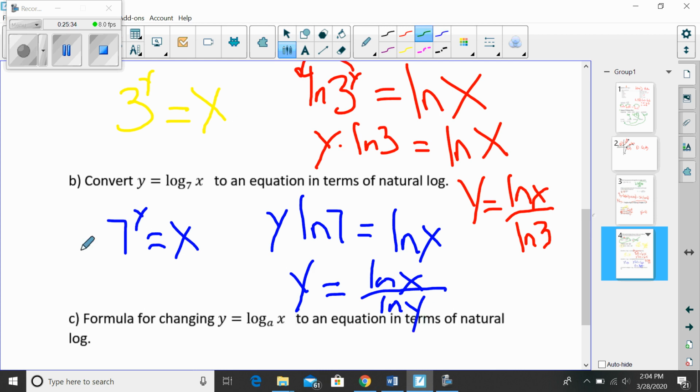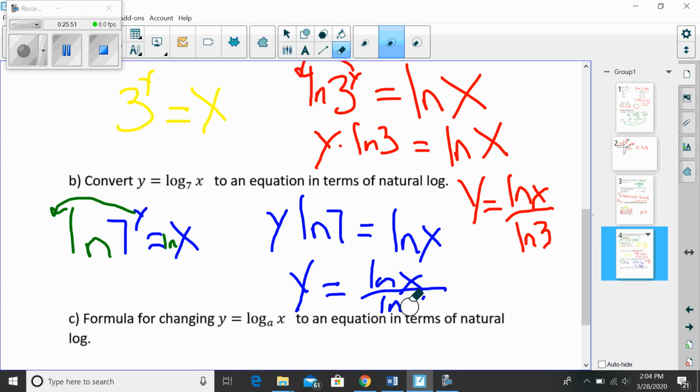Okay, so again, taking the natural log of both sides, the y drops in front, and then I have natural log of x here. The y drops in front, and here I can divide both sides by, oh gosh, I have another typo, 7. So gee, we should notice something here, like a generalization.